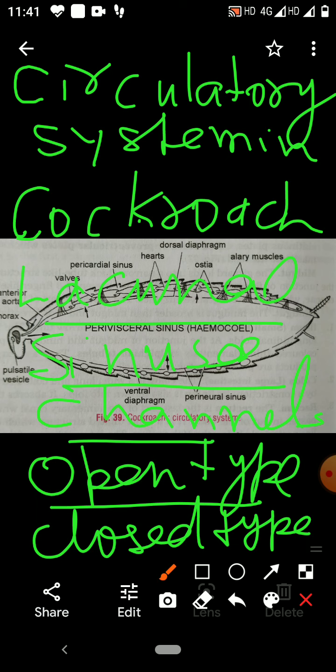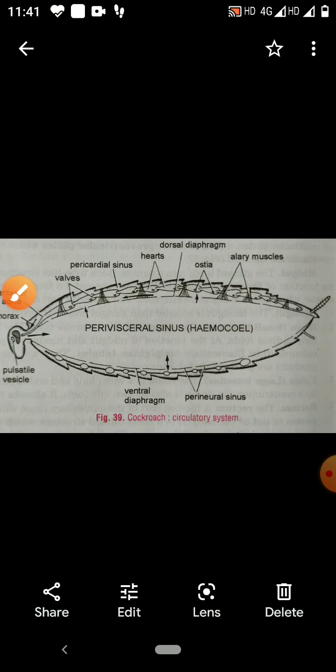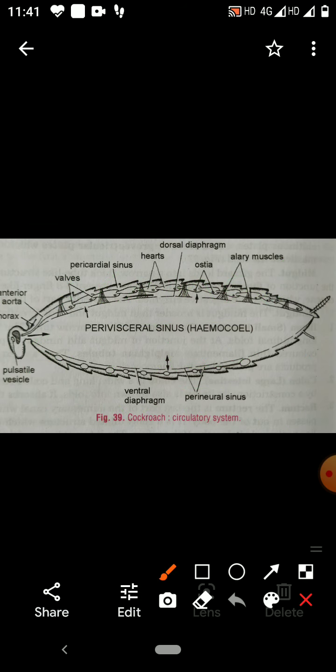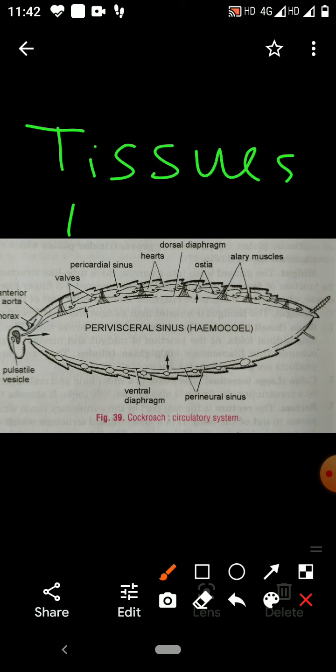Blood vessels open in these spaces. So blood comes direct in the contact of tissue. In the open circulatory system, blood is coming direct in the contact of tissue or organs of the body.